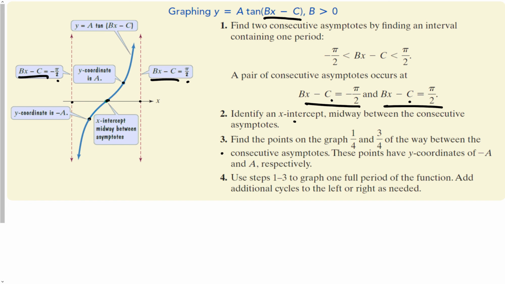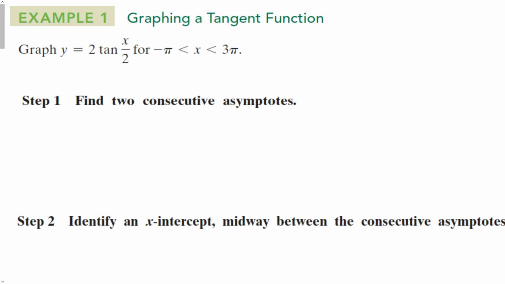It's negative A plus D, and this would be positive A plus D, right? But there's no D in this function, okay? So let's try this out. So let's graph 2 tangent of x over 2, okay?